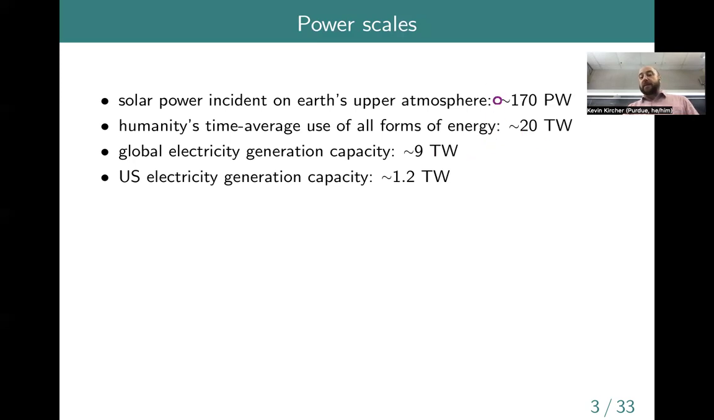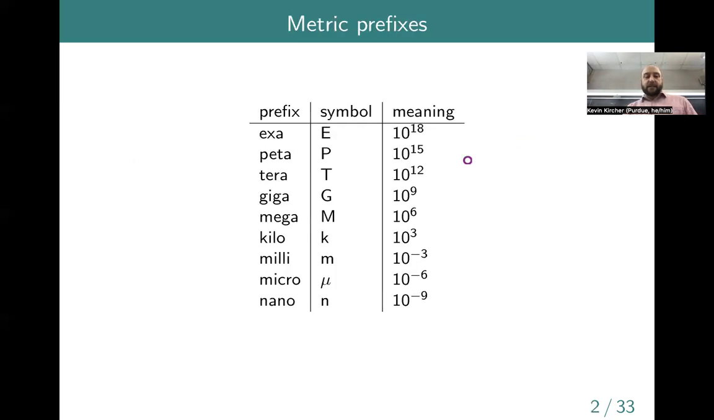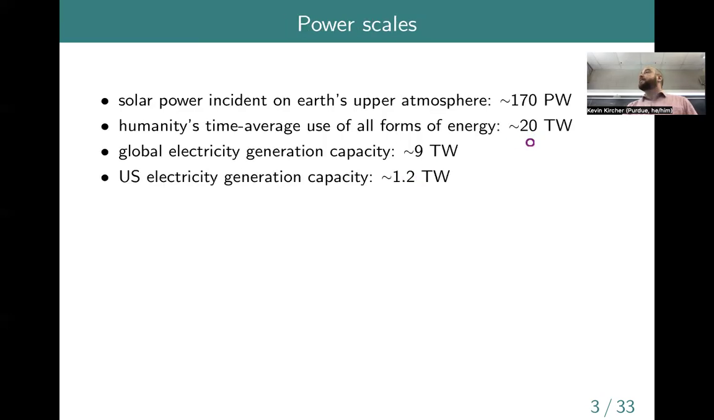So the difference between what hits the Earth from the sun and what we actually use for all human activities is about a factor of 10 to the 4 difference between these two, right? This is 10 to the 17, 20 terawatts. We can go back to tera. Well, that's 10 to the 12. So this is 10 to the 13 here. So between 10 to the 13 and 10 to the 17 is 4 orders of magnitude, or 10,000. So 10,000 times more energy hits the Earth from the sun than all humanity uses for all purposes.